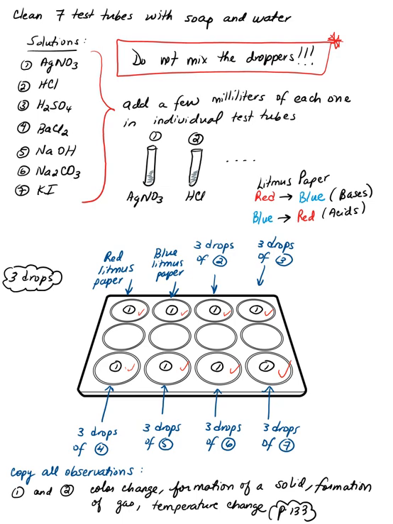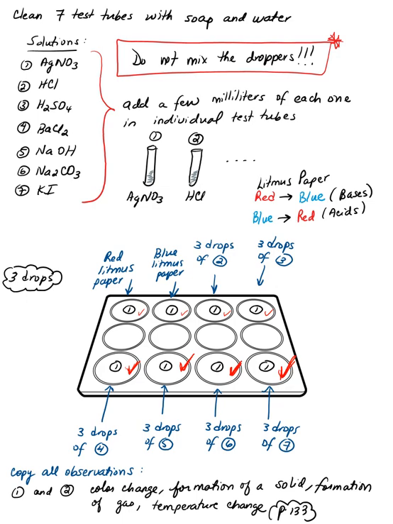Then on the bottom part, I'm looking now at this one right here, the 5th spot, you're adding 3 drops of number 4, which is barium chloride. Next, we're adding 3 drops of number 5, which is sodium hydroxide. Then we're adding 3 drops of number 6, which is sodium carbonate. And then the last one, we're adding 3 drops of number 7, which is the potassium iodide.